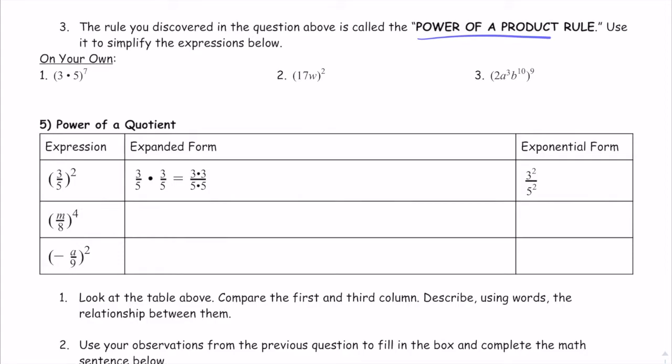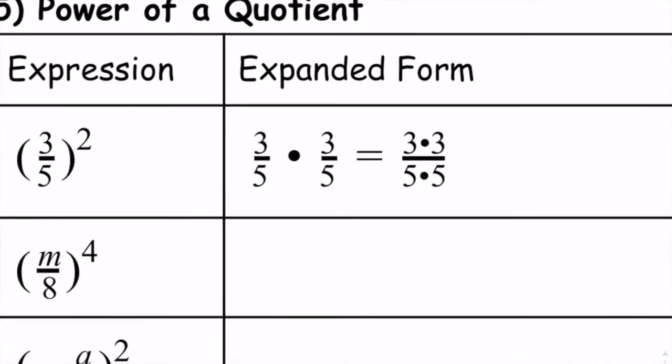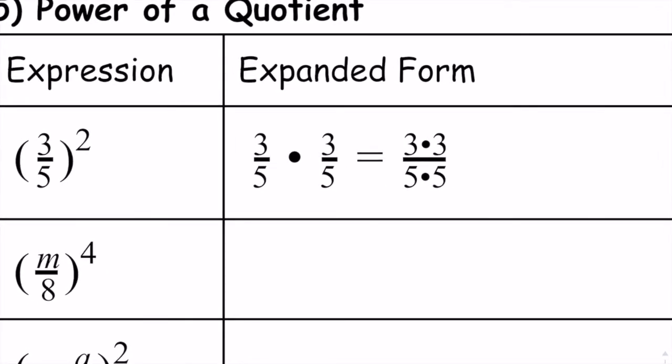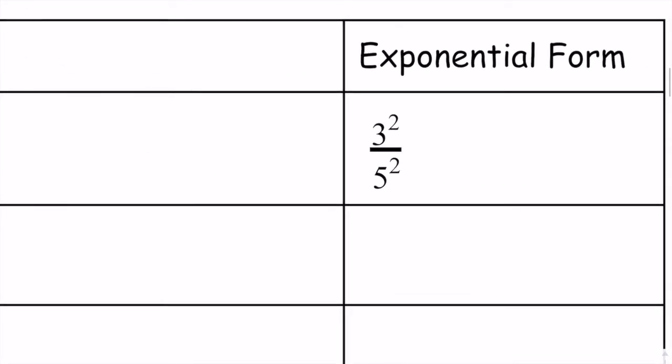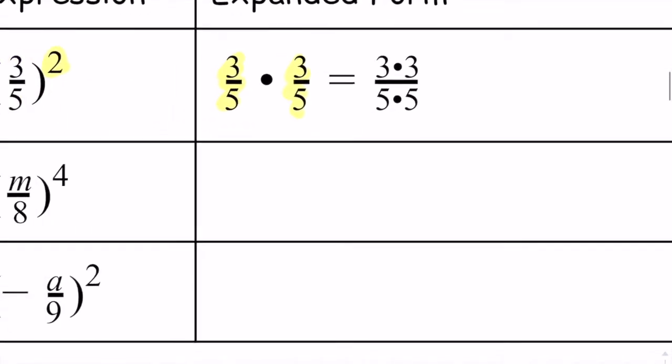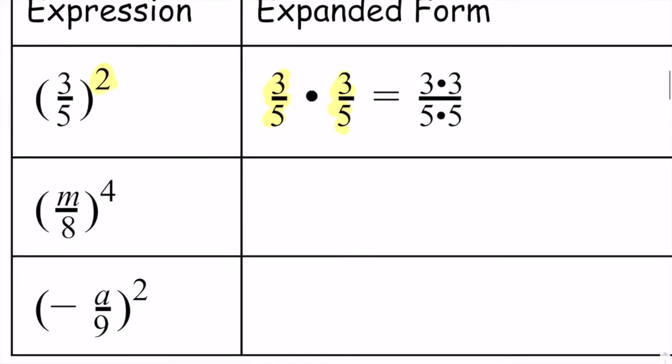The next rule we're going to talk about is the power of a quotient rule. This is very similar. If you take a look, I have 3 over 5, all squared. This means I have 2 groups of it. Here's group number 1, group number 2. I'm always going to be multiplying. So I have 3 times 3 over 5 times 5. This is equal to 3 squared over 5 squared.